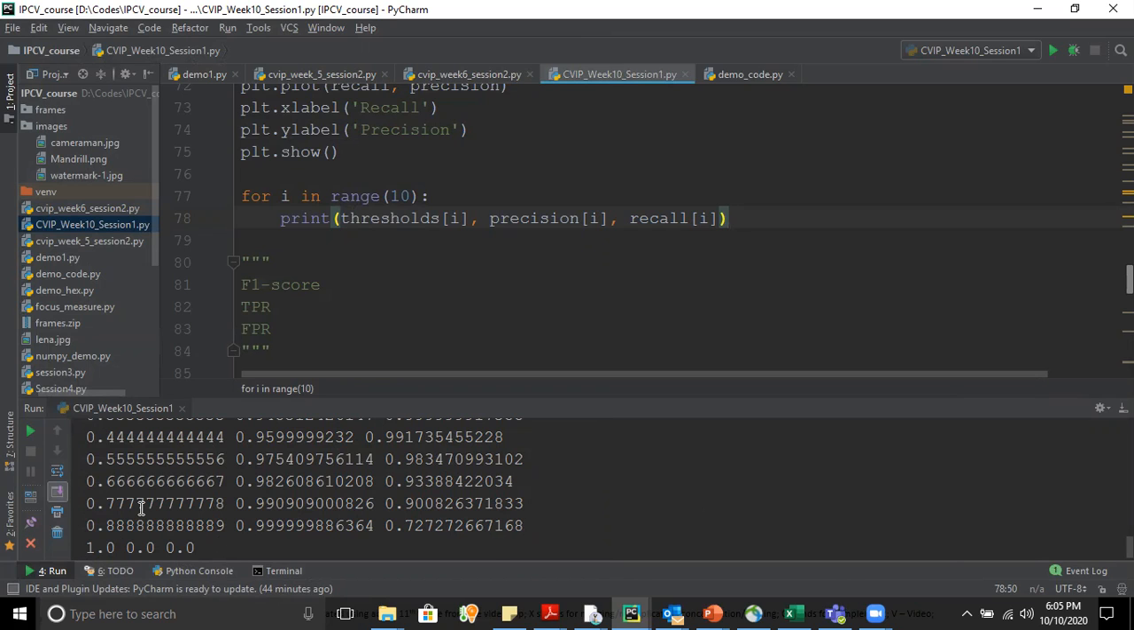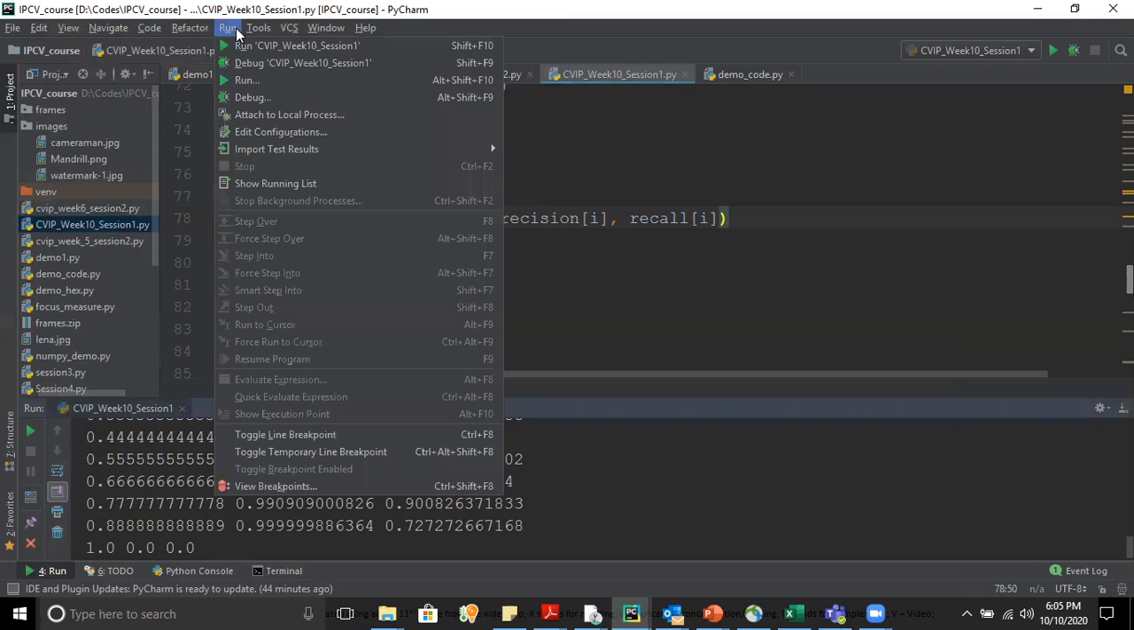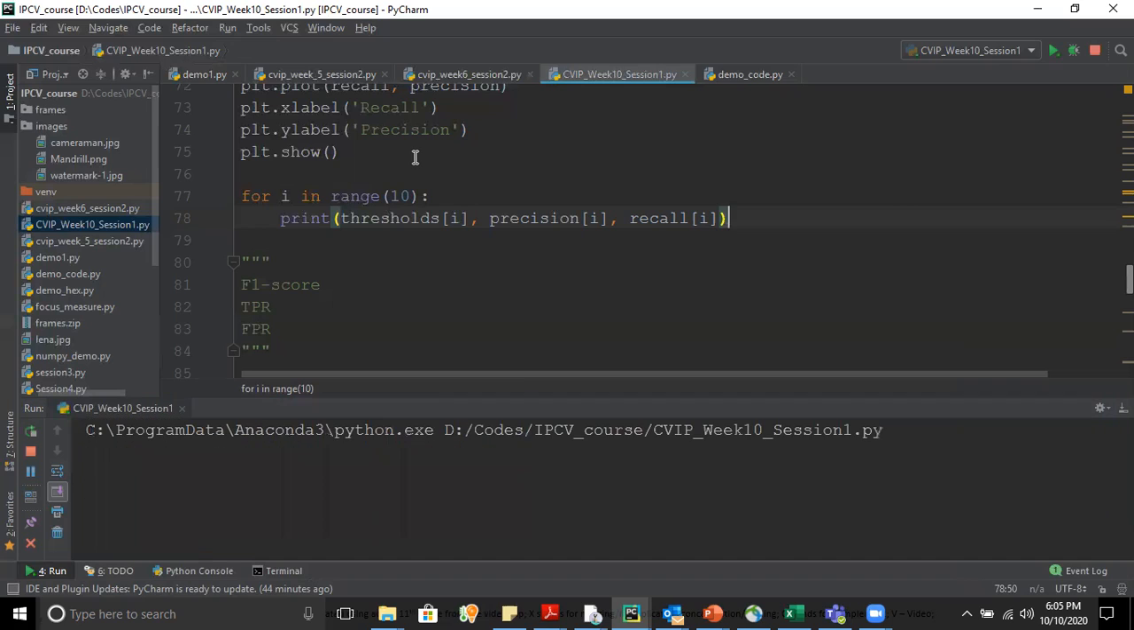Sir, even for 0.4, it is 0.95 and 0.99. Yeah, so I need to see the point where that dip is happening. I'm able to see it. For which value of threshold that dip is happening in the PR curve, correspondingly I need to take that.